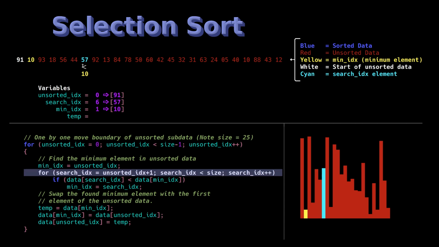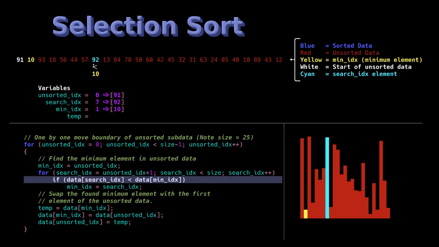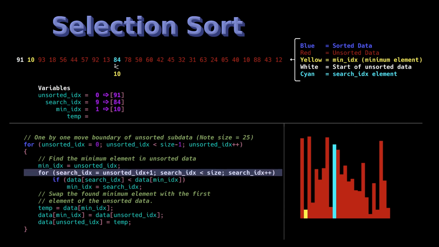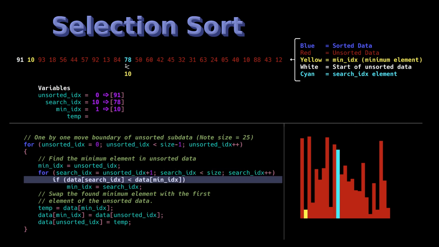Note that when we start, the entire array is unsorted and the sorted portion will start in the first position and grow from there.